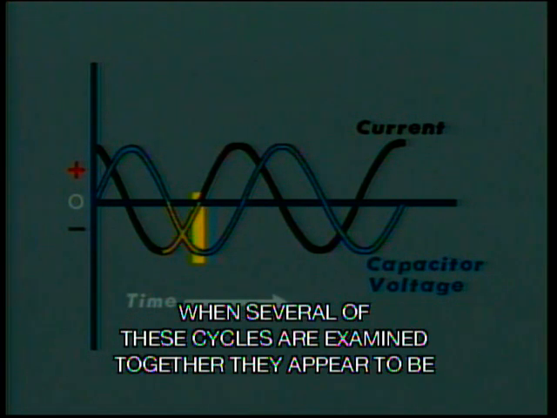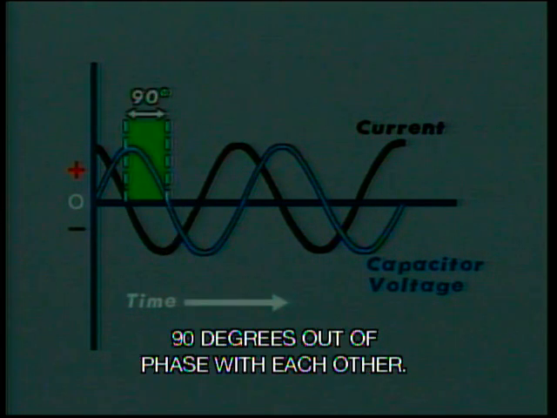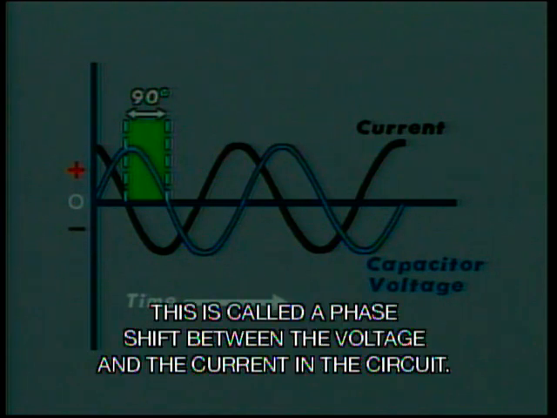When several of these cycles are examined together, they appear to be 90 degrees out of phase with each other. This is called a phase shift between the voltage and the current in the circuit.